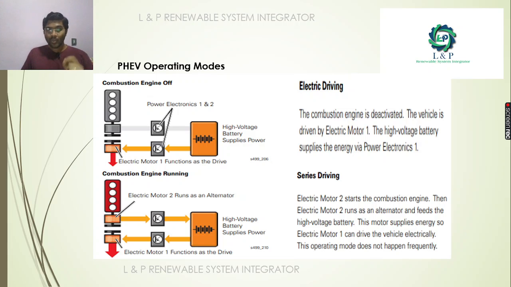In the second concept, when the combustion engine is running, what will happen? We have two electric motors here. The first motor will drive, consuming the power from the high voltage battery, whereas the second motor will run as an alternator, that is nothing but the generator. With the help of the power electronics 2 panel, it will supply the power to the high voltage battery for charging. So when the combustion engine is running, two things are happening in the plug-in hybrid electric vehicle: one electric motor is working with the power from the high voltage battery, whereas the second motor is acting as an alternator and charging the high voltage battery.